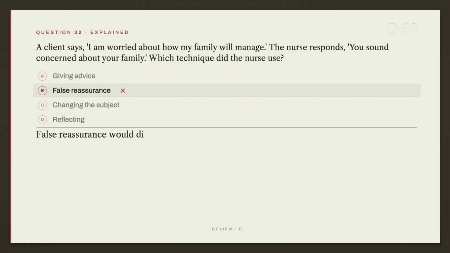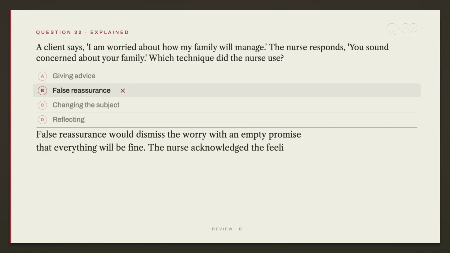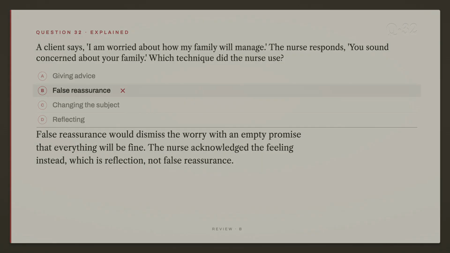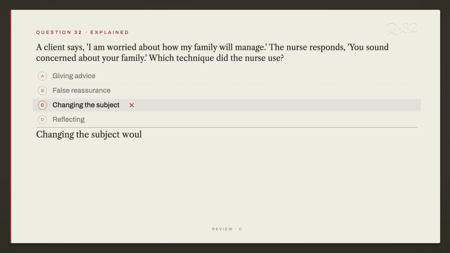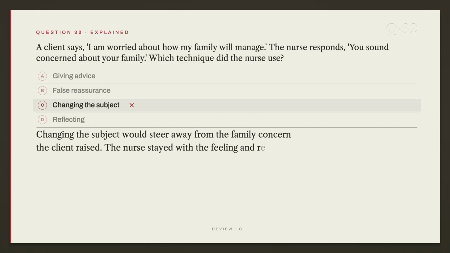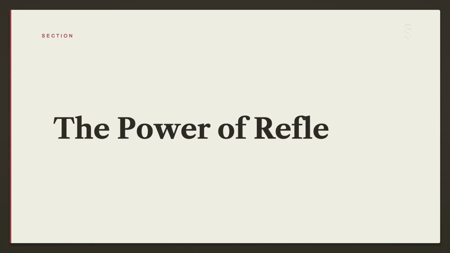B is wrong because false reassurance would dismiss the worry with an empty promise that everything will be fine. The nurse acknowledged the feeling instead, which is reflection, not false reassurance. C is wrong because changing the subject would steer away from the family concern the client raised. The nurse stayed with the feeling and reflected it back rather than shifting topics.